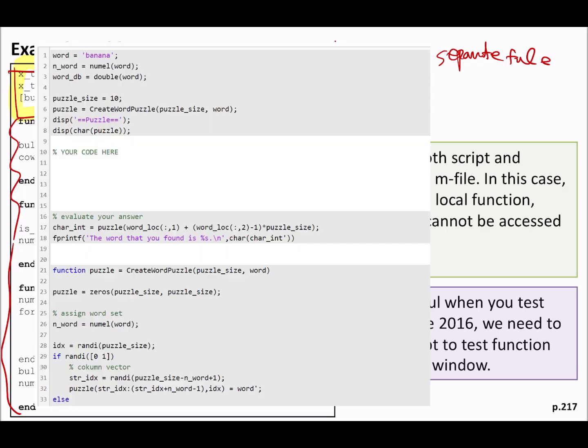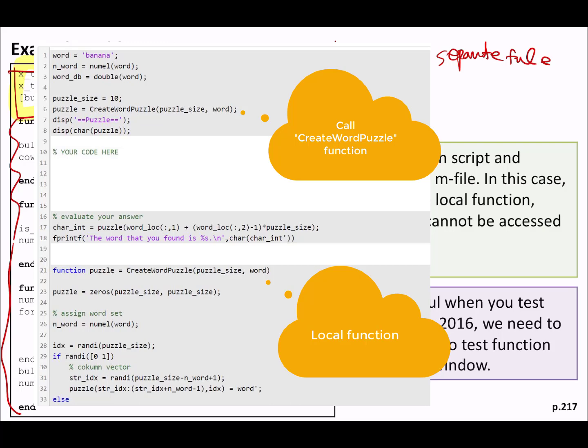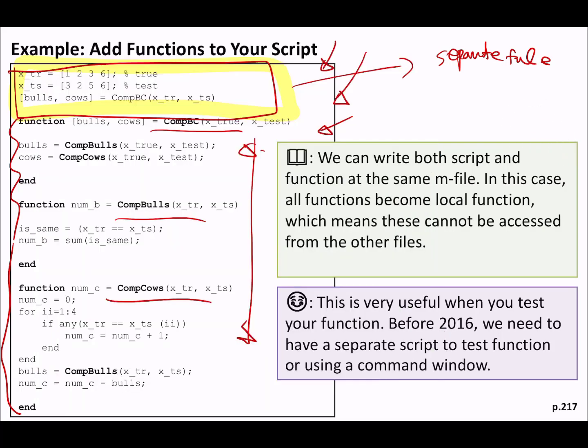Actually, you already used this syntax in the word puzzle problem. If you take a look at the word puzzle problem, the given code includes the function to generate the word puzzle. But those functions are placed in the bottom of your script, right? So that word puzzle generating function is a local function. That is only used for generating the word puzzle inside of your script. The other file cannot access those functions. Okay, does it make sense? Okay, good.